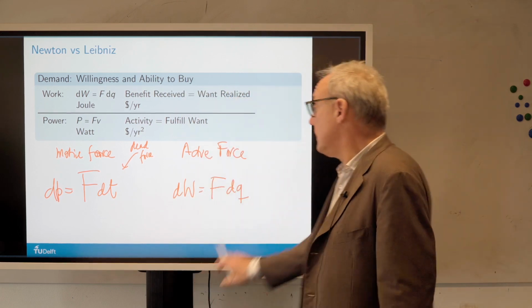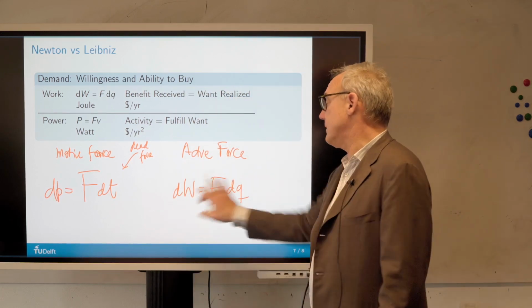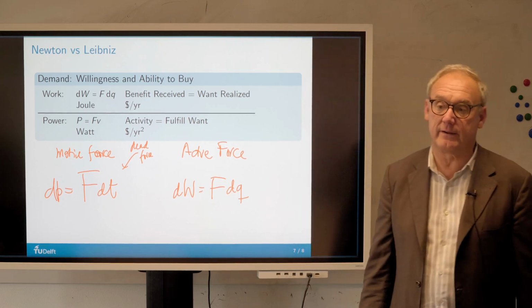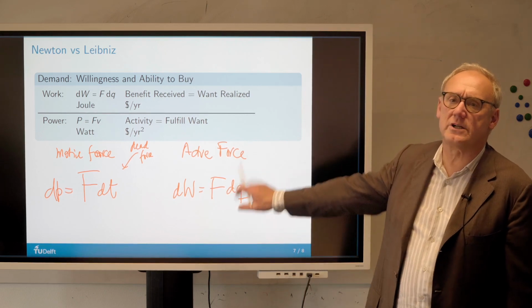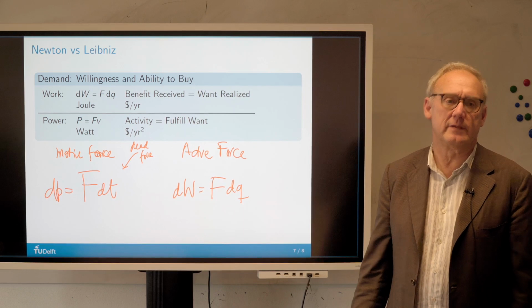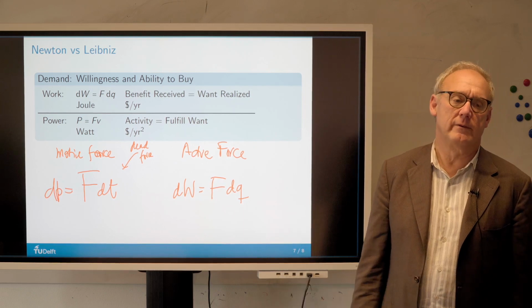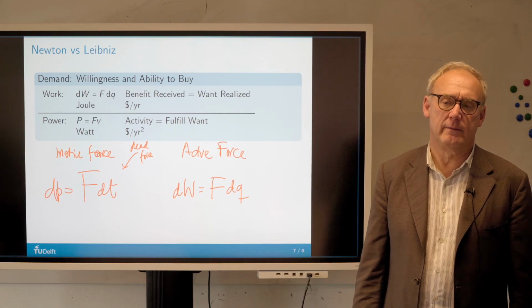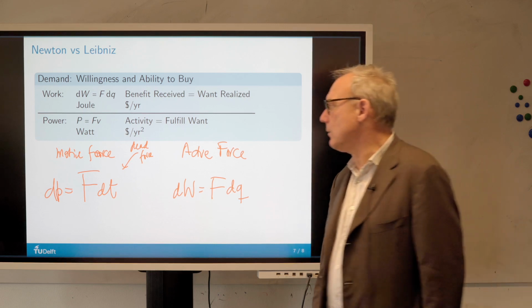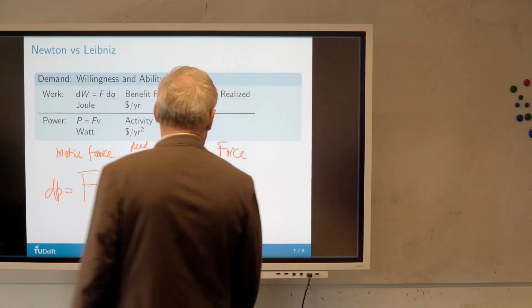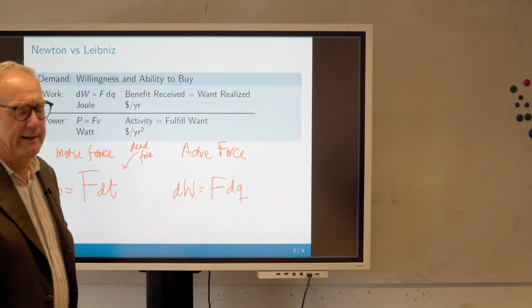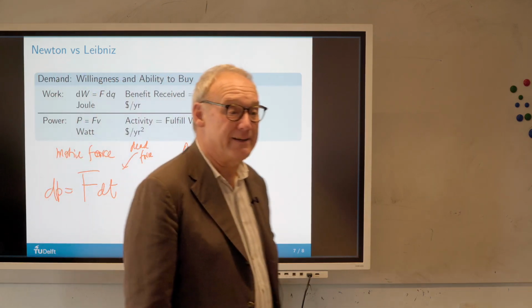And Newton stayed away from this. He didn't do anything with this. It was just lying around there. And it was a huge discussion about who was right. It turned out they were both right, but in a weird way, not in the way either had anticipated.